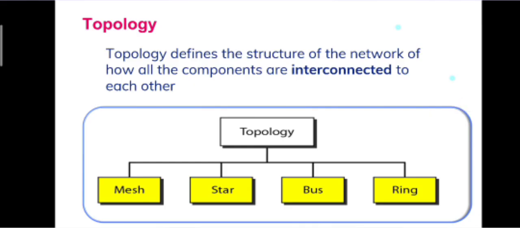There are 5 types. Here I have mentioned only 4 types. The first one is mesh topology, the second one is star topology, the third one is bus topology, the fourth one is ring topology, and the fifth one is hybrid.